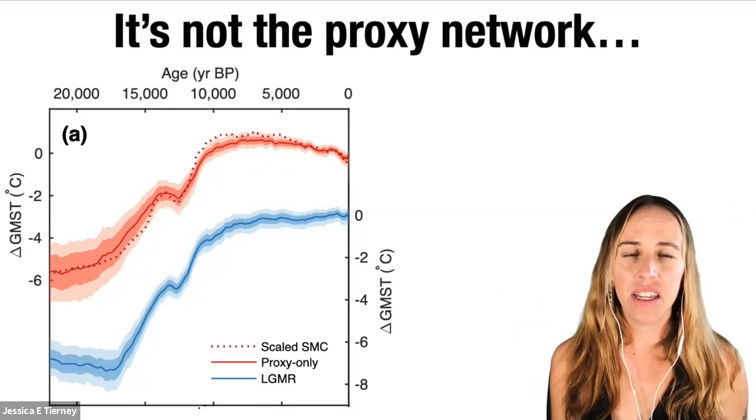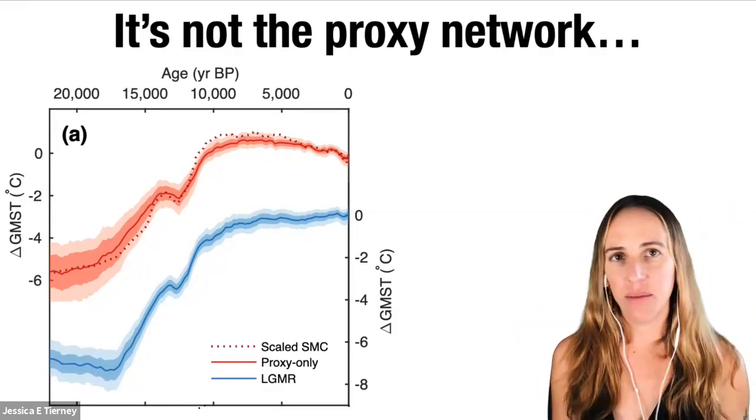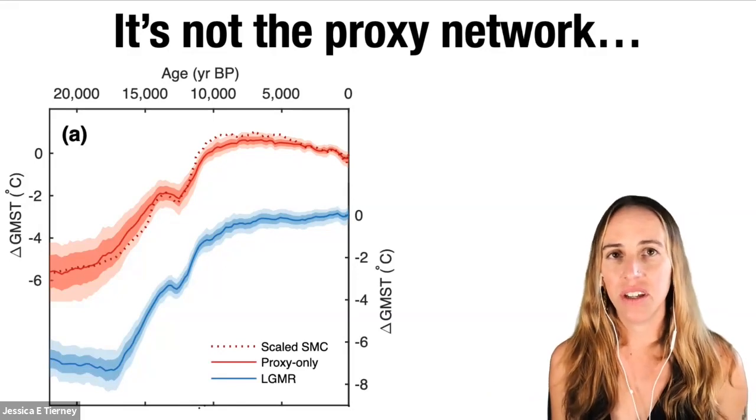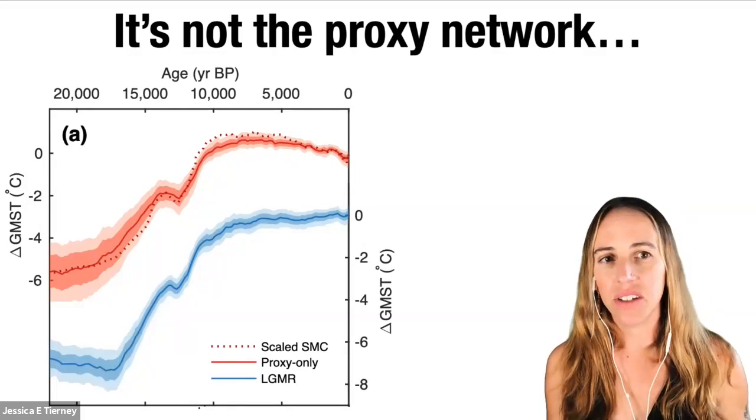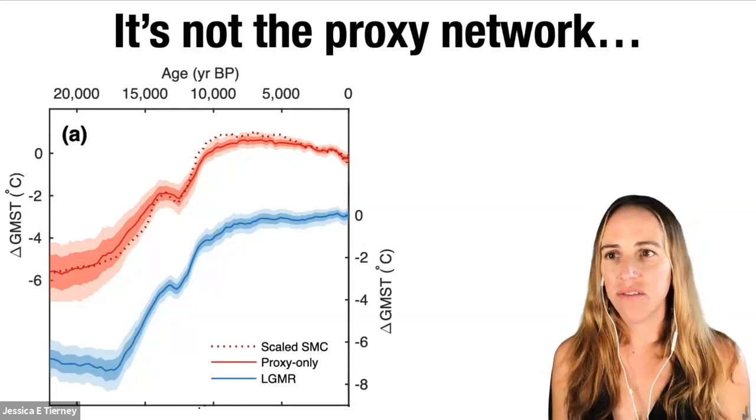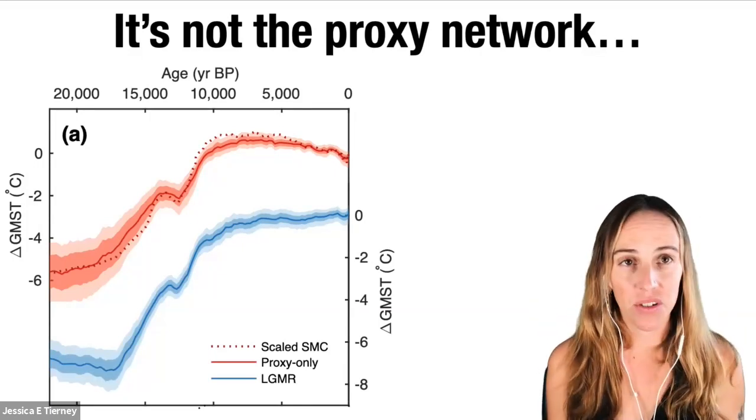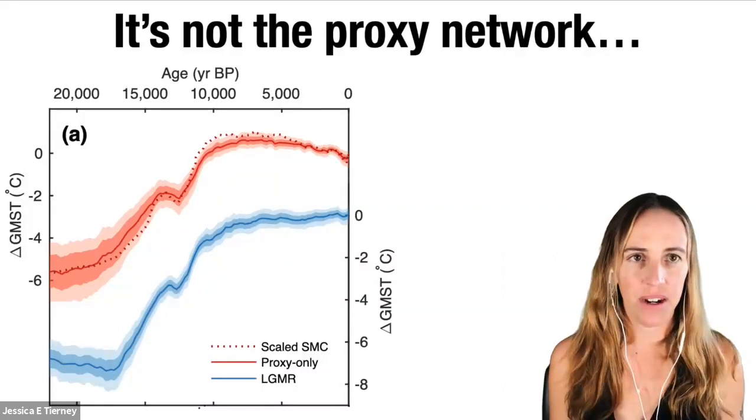The dotted line is the SMC, Shakun Marcott curve. And you can see we get a very similar answer as they do, just using a conventional proxy-only reconstruction approach. We actually do get Holocene cooling. Okay, and again, the LGMR doesn't show that. It shows a fairly flat, but actually slight warming trend through the Holocene. So it's not the fact that our proxy network is bigger.